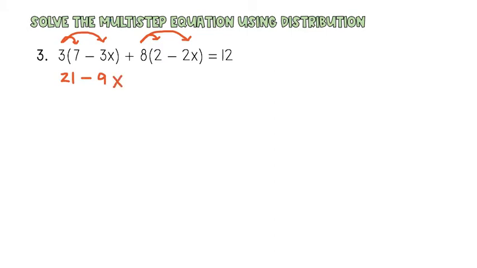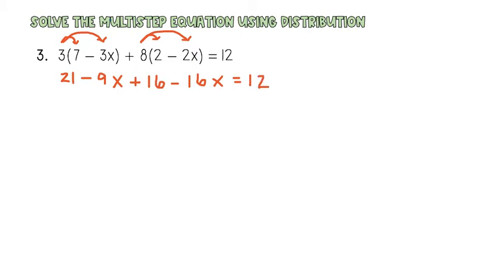Moving on to my positive 8, we're going to distribute that number to everything inside of these parentheses. So positive 8 times a positive 2, my answer is a positive 16. And a positive 8 times a negative 2x, my answer is a negative 16x. I bring down the rest of my equation, so this is all equal to 12.